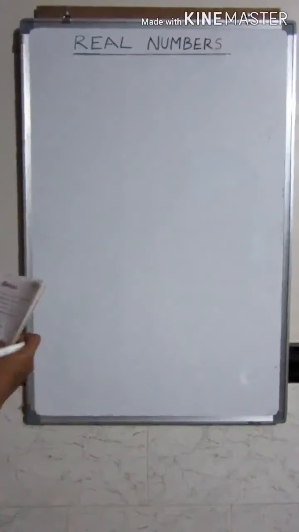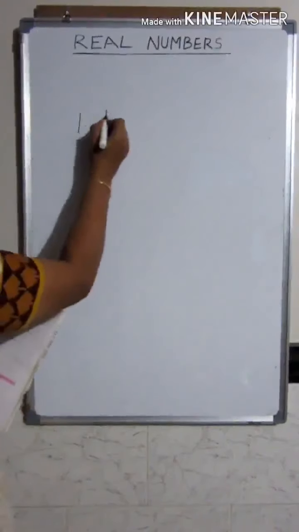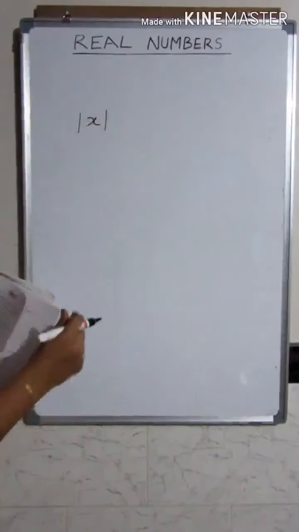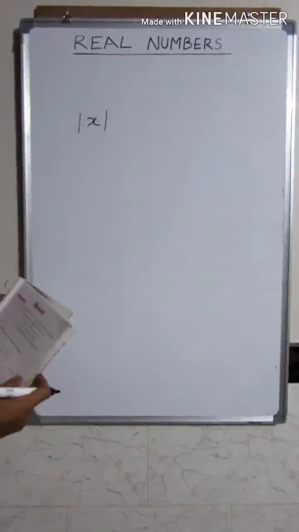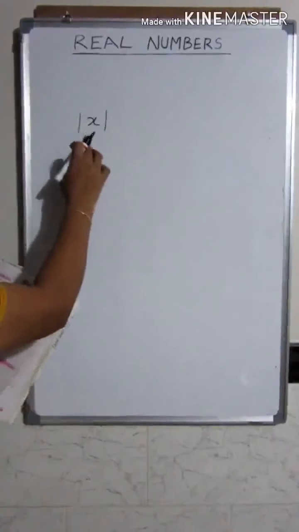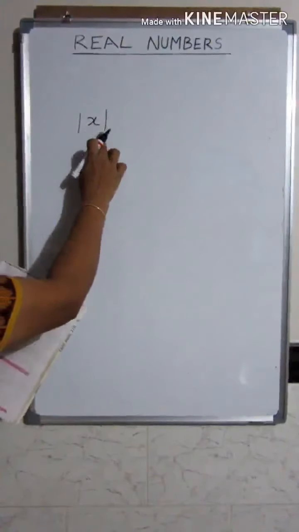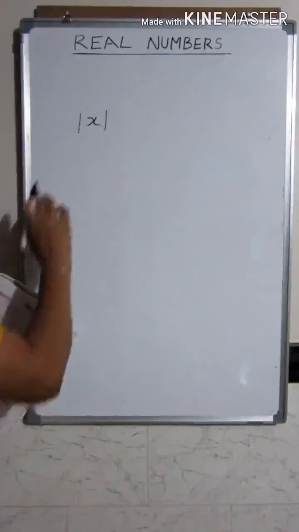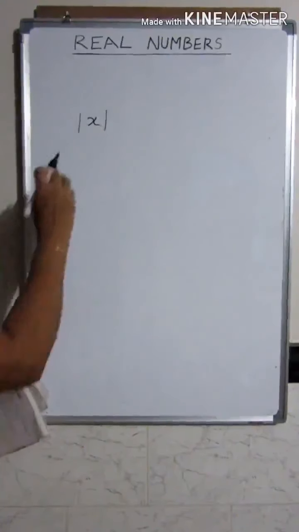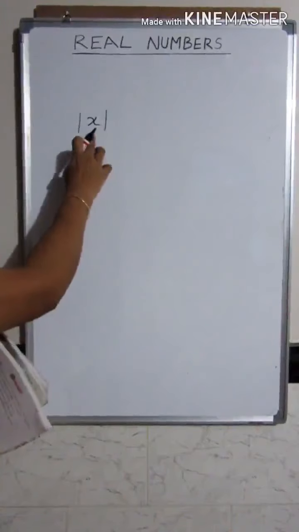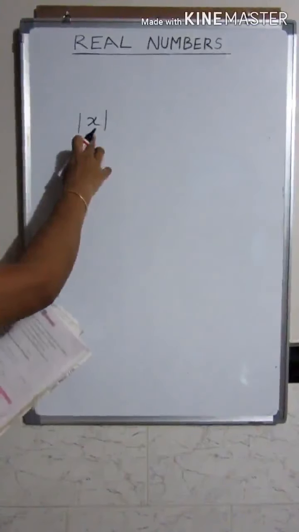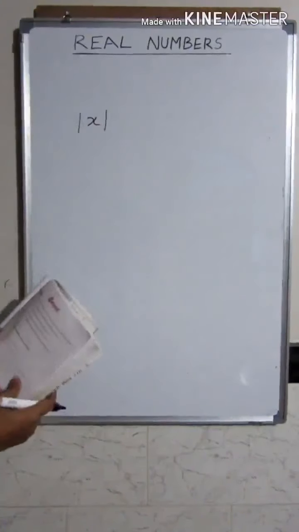The absolute value is written with a symbolic notation, and it is read as absolute value of x, or it is also read as modulus of x. There you have got three conditions.